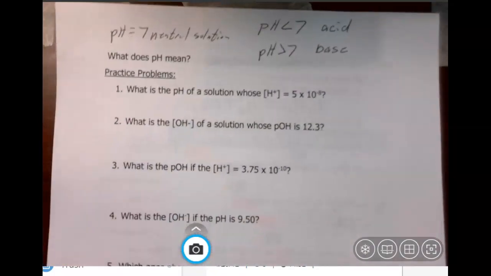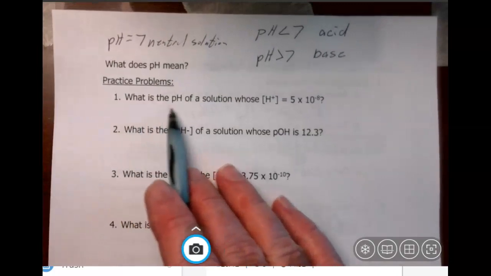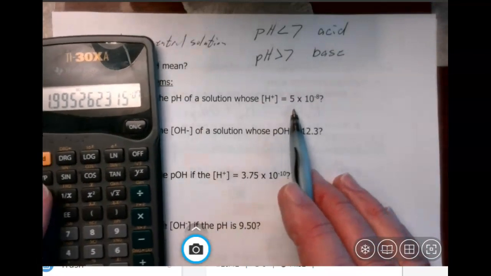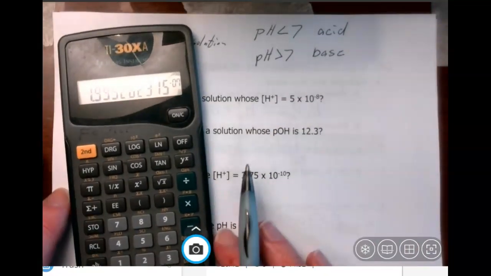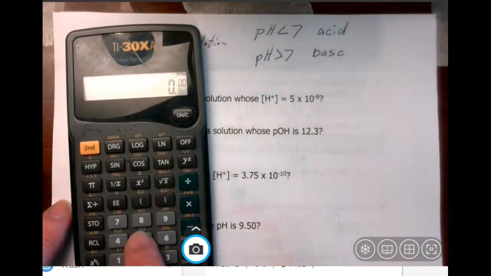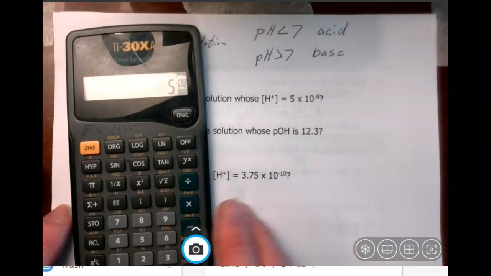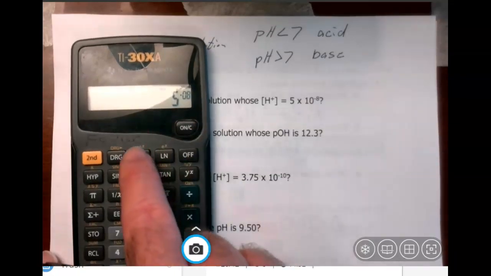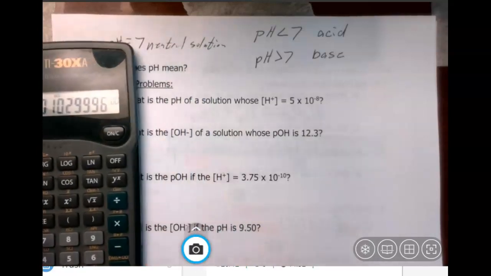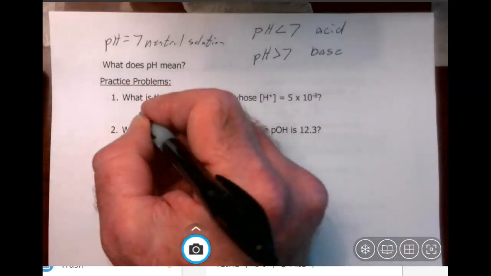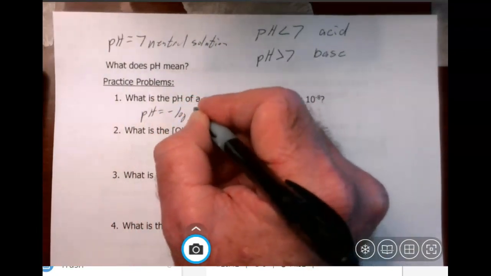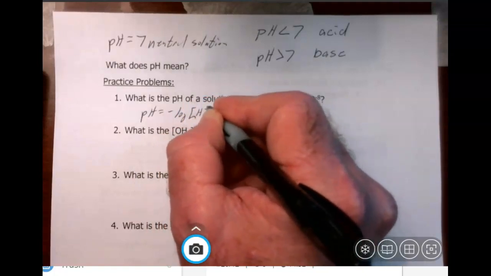So let's work some problems. First of all, what is the pH of a solution whose hydrogen ion concentration is 5 times 10 to the minus 8? So I clear my calculator here. 5 EE 8 negative. Okay, so I've entered 5 times 10 to the minus 8 in my calculator, and I just push the log button. Let me rewrite the formula just so you remember. pH is equal to minus the log of the hydrogen ion concentration.